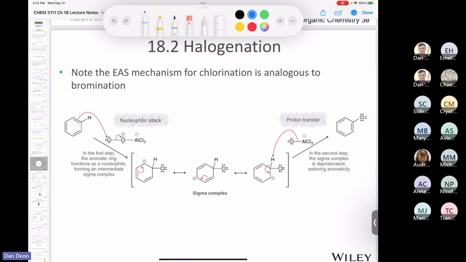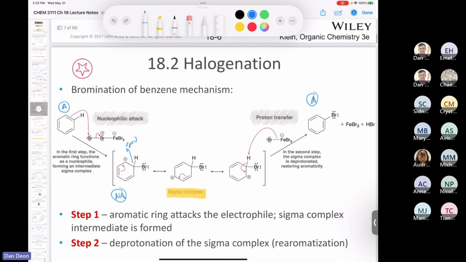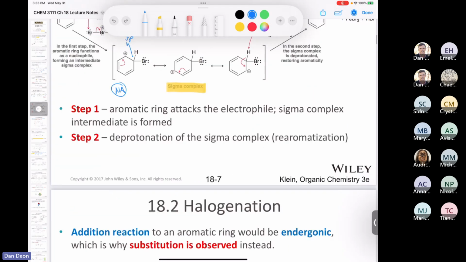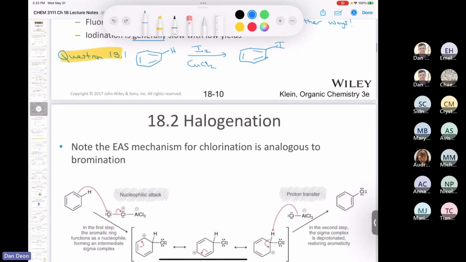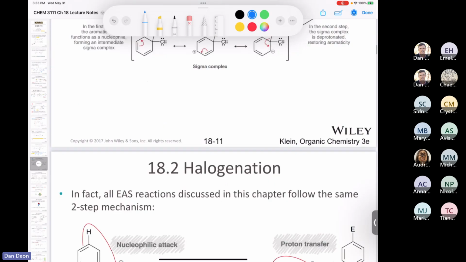Other than that, it's the exact same mechanism that you saw right here. And so I want you to know the mechanism for bromination, and I want you to know the mechanism for chlorination. I want you to know both of these mechanisms, frontwards and backwards. They're very, very important mechanisms.